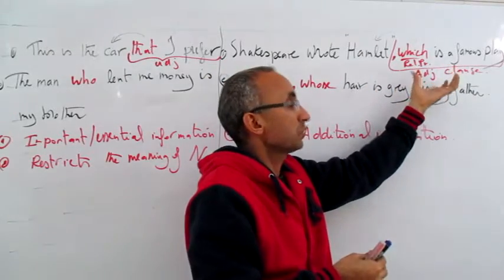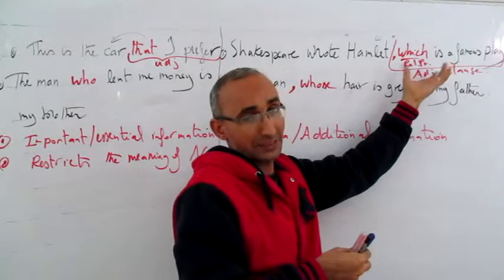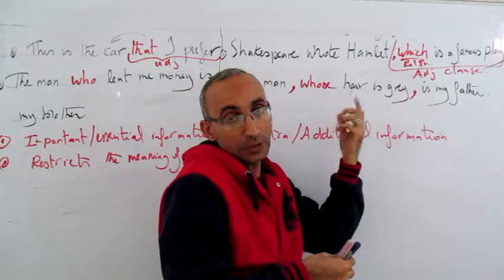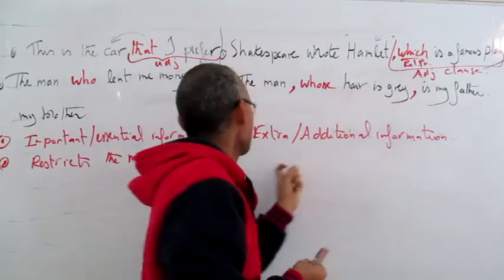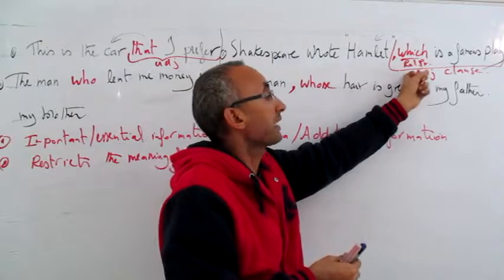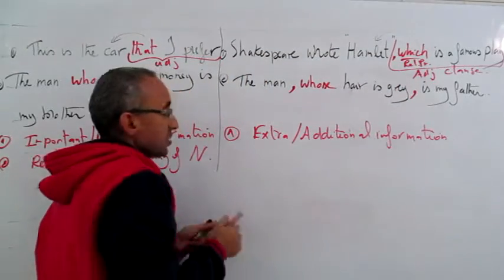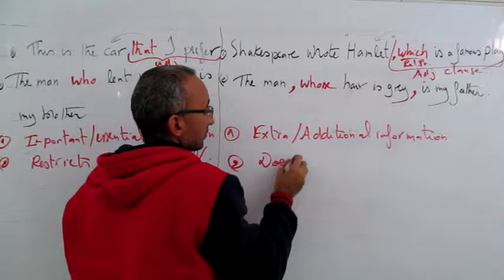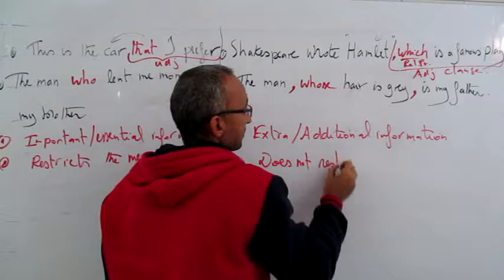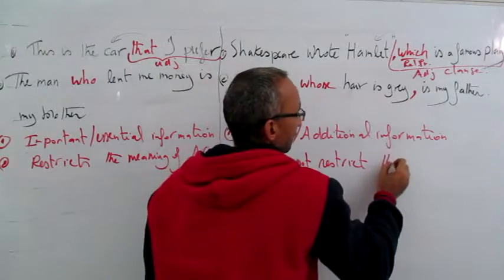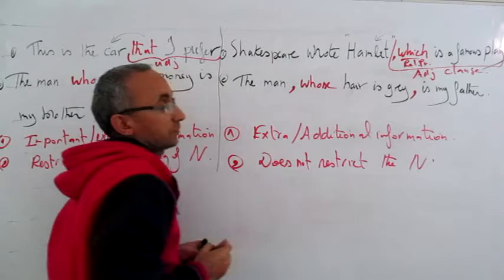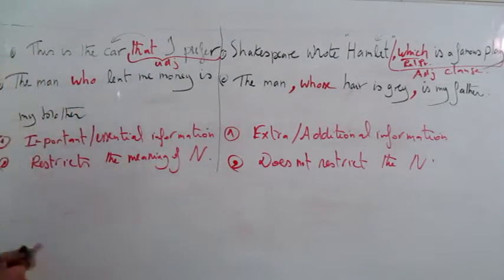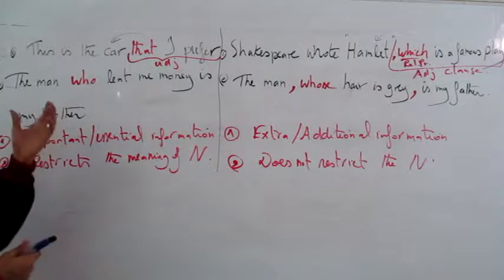Clear? And this clause, which is an adjective clause, does not restrict the meaning of Hamlet. It's only one. It's already restricted. Clear? Not limited. So here, this adjective clause, compared to the first one, does not restrict. Number two, it does not restrict the meaning of the noun it refers to. It's already limited, only one. Clear? Good.